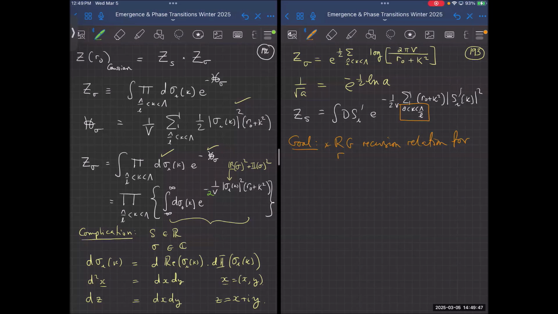Now, what we're trying to do is develop renormalization group recursion relations for, in this case, R naught, and in general for U naught as well and for H as well. Our strategy for doing that is to derive the effective Hamiltonian and then read off the corresponding coefficients. So in order to do that, we want to read off what R naught is in the renormalized Hamiltonian.